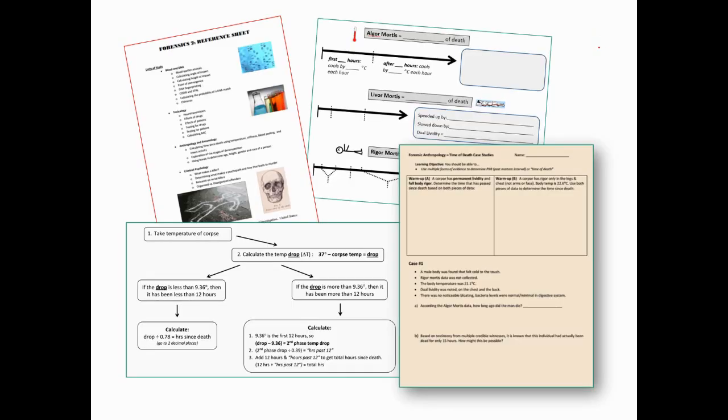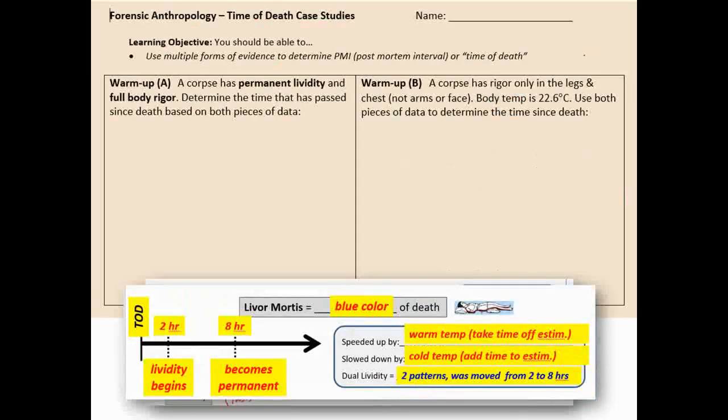Okay? All right, so here's what you're going to need. You're going to need your reference tables. You're going to need your timeline helper sheet. You're going to need that Algor Mortis flowchart, and then you're going to need the case study worksheet. Either you're looking at a printed out PDF or you've got the electronic editable copy. Okay, and it looks something like that. It says time of death case studies at the top. Okay. All right, so let's try these two warm-ups.